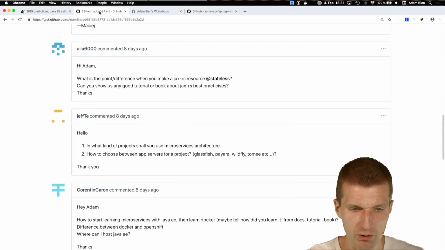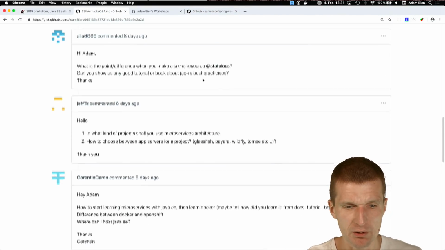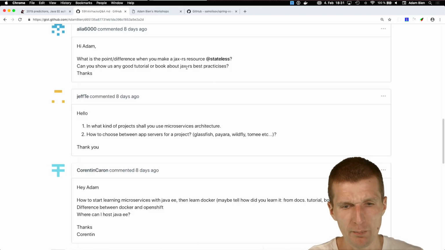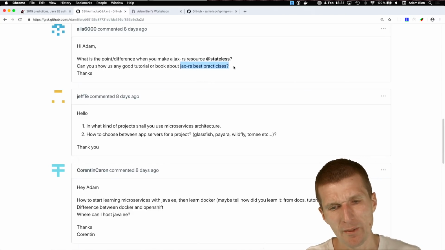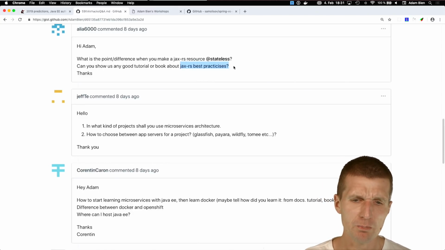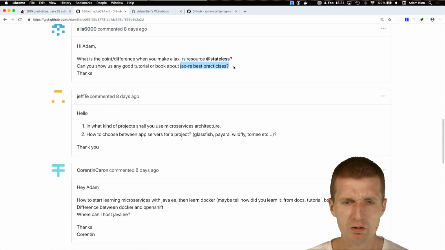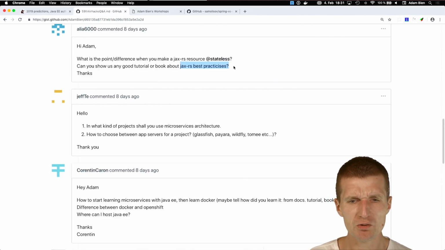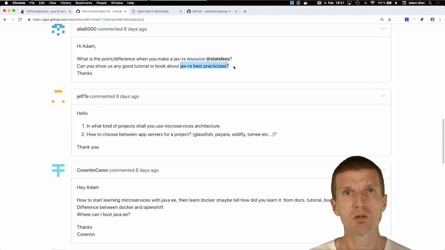I think we answered this and even implemented this. Book about JAX-RS best practices. I think there are not a lot of best practices. The main problem with JAX-RS is the APIs are not RESTful. So this is in most projects.